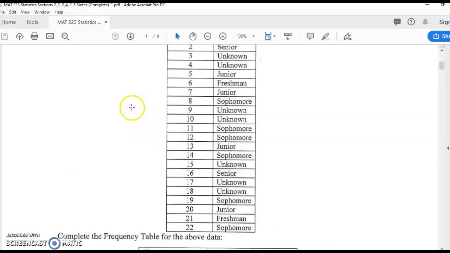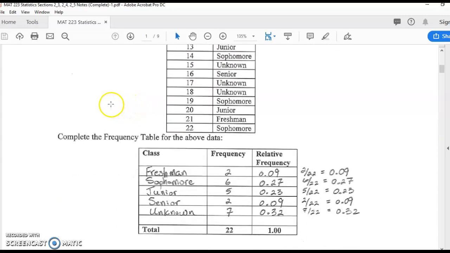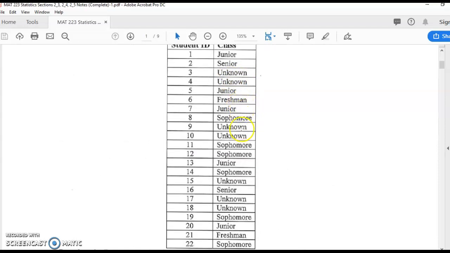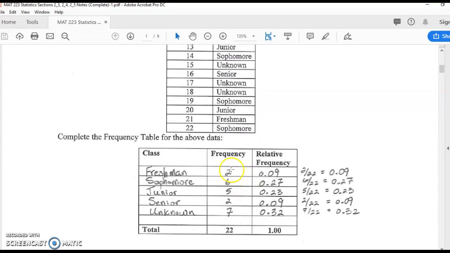Now, we can go ahead and complete a frequency table just like we did for some numerical data, right? I can write down the different classifications. In this case we had freshmen, sophomore, junior, seniors, and unknown. So I'm going to write down all the classes. So these are the different variables that would show up.